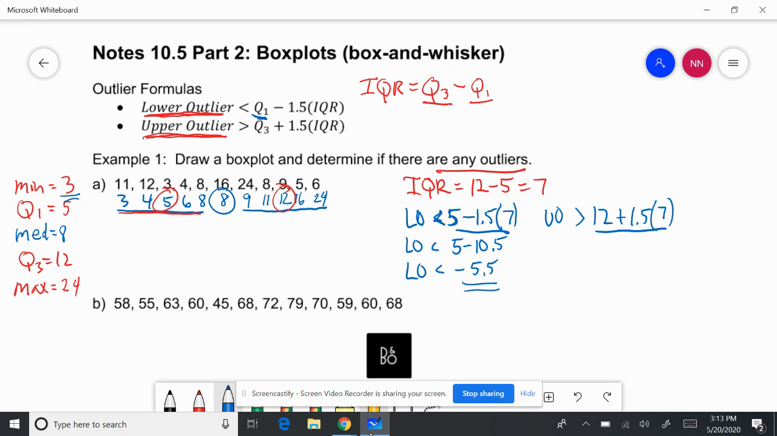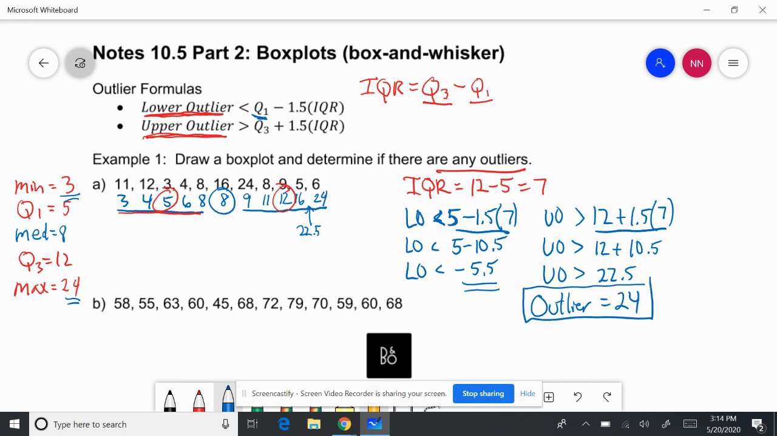Now looking at our upper outlier, we're going to take 1.5 times 7, and we get 10.5. We're going to add it to 12, and that gives us 22.5. Is there anything higher than 22.5? And the answer is yes. If you look at our data, this right here would be 22.5, so that means that we have an outlier at 24.